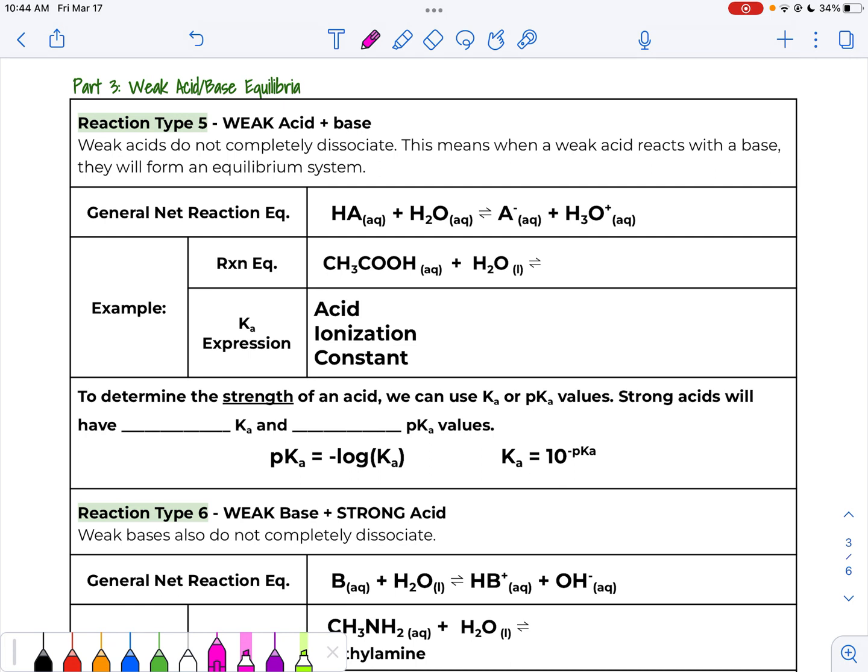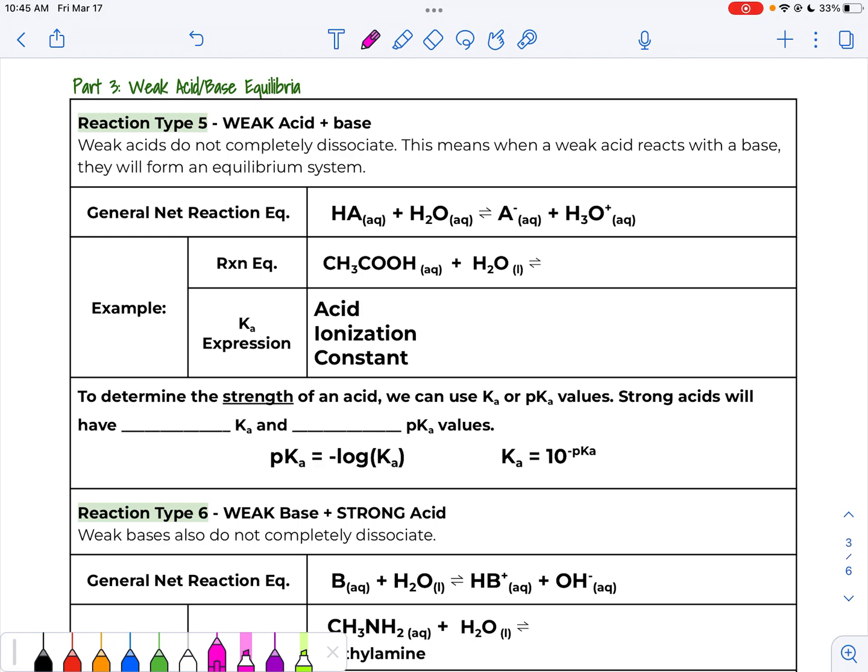So let's say you have a weak acid and you add it to a base. What's the issue with that? Well, it doesn't completely dissociate. So that means that a weak acid and a base are going to form an equilibrium system. So you can see our general net reaction right here. You have some weak acid, we call it HA. We're reacting it with water, we're adding it to water, which is going to act like our base here. So the HA is going to donate its proton, the acid will, or the base water will accept that proton, and we end up with A- and H3O+ in an equilibrium system.